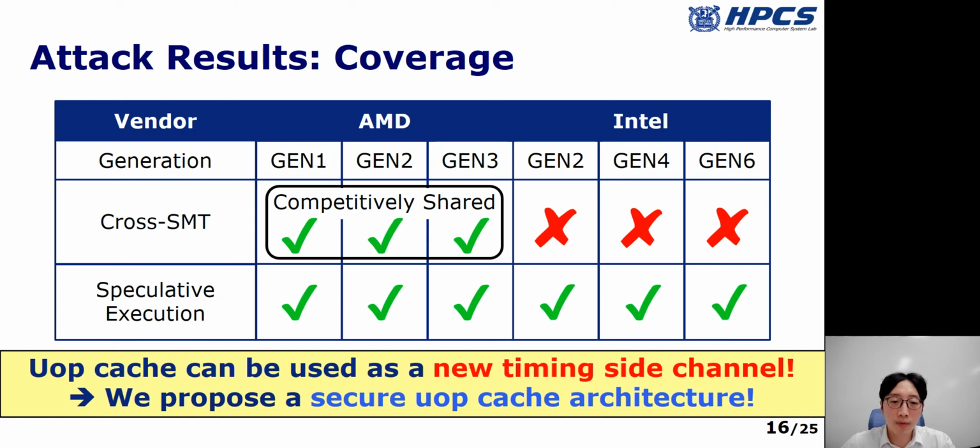Second, we observed that all CPUs are vulnerable to the speculative execution attack because all CPUs keep the transient microops in the microcache. In this case, to defend these two attacks, we propose a secure microcache design. I will explain our new microcache architecture in the following slides.